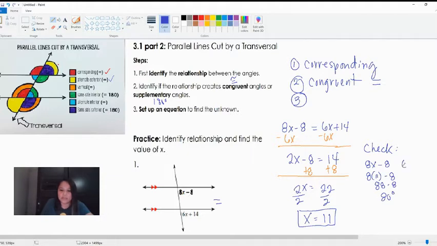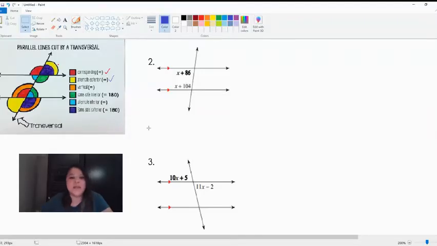Let's check the other one. 6x plus 14. So it'd be 6 times 11 plus 14. Now, if we do this correctly, it should be equal to 80 degrees as well. So 66 plus 14 is 80 degrees. So this missing angle here is 80 degrees, and this one's 80 degrees. But the question only asks for what the unknown x is. So your answer is x is equal to 11. Let's take a look at another example. Let's go ahead and practice some more.